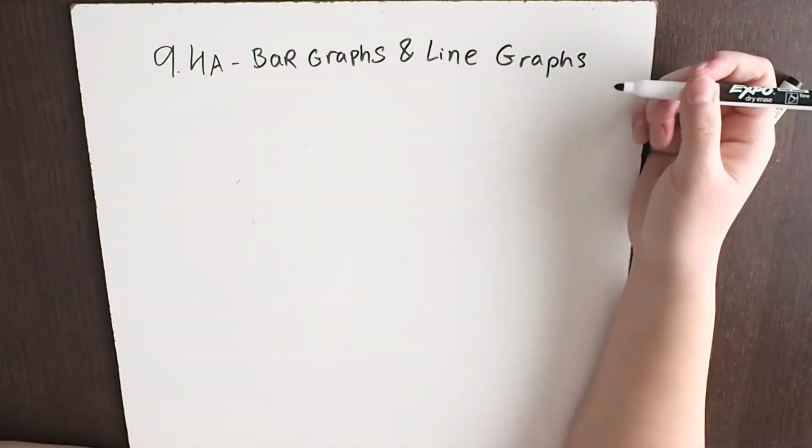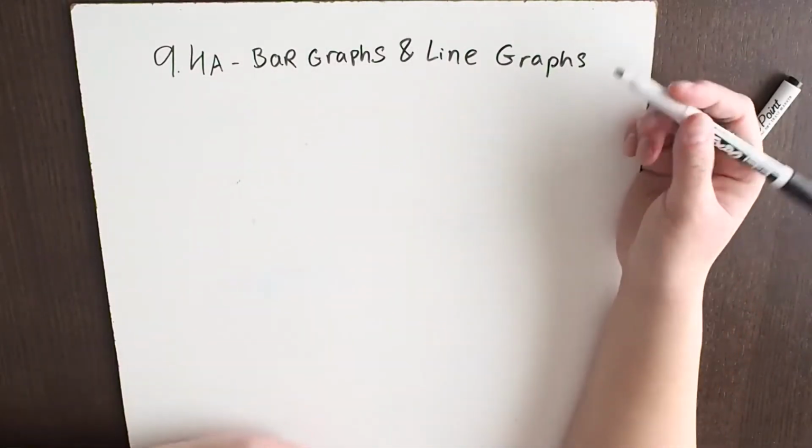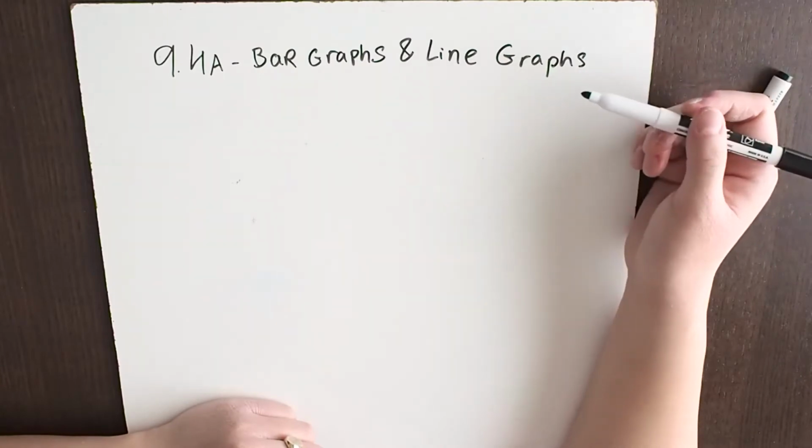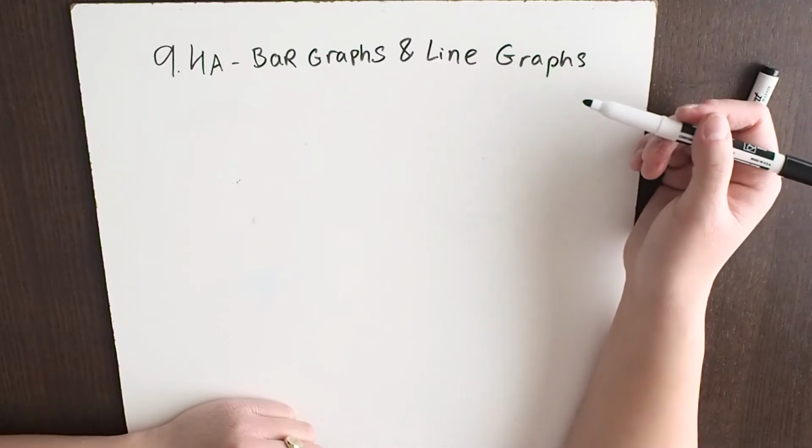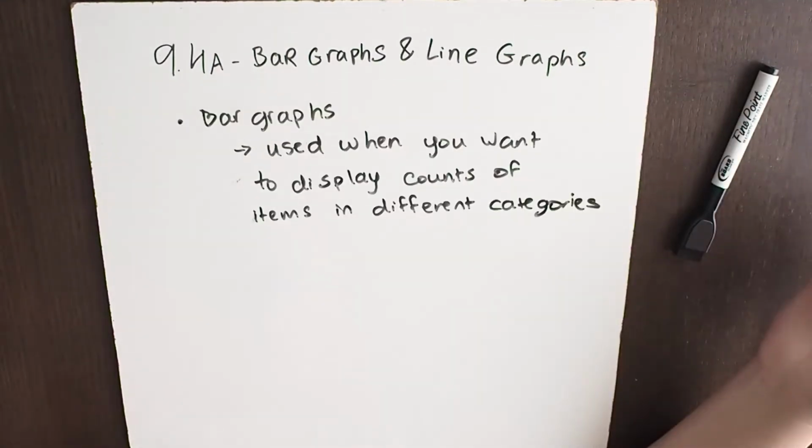Today's lesson is about bar graphs and line graphs. A bar graph is used when there are multiple categories and you're simply wanting to count and display the amount of items in each category. So, an example of a bar graph.